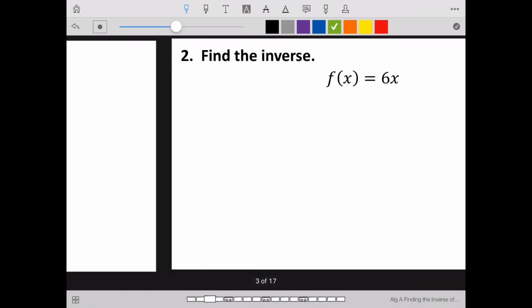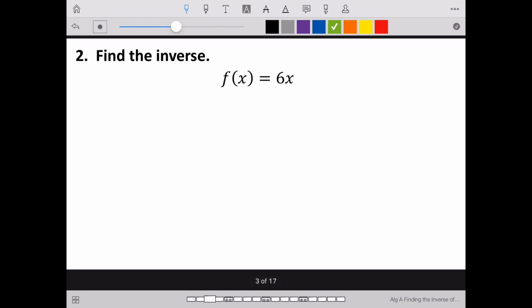Let's look at another example. It says, find the inverse. Whenever we see the word inverse, we want to think our x's and y's should switch. But if you look at this problem, there is no y. So what you need to know is that these symbols, f of x, mean the same as y. Whenever you see f of x, you can replace it with the letter y.